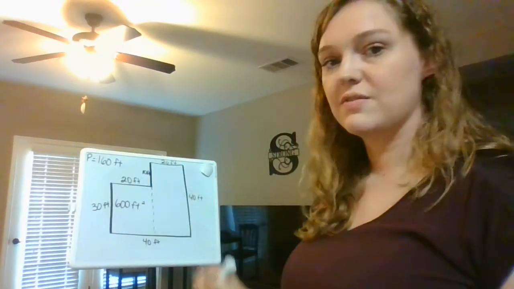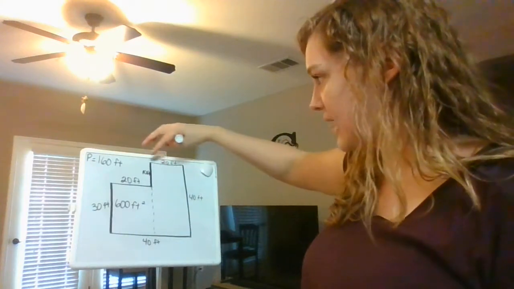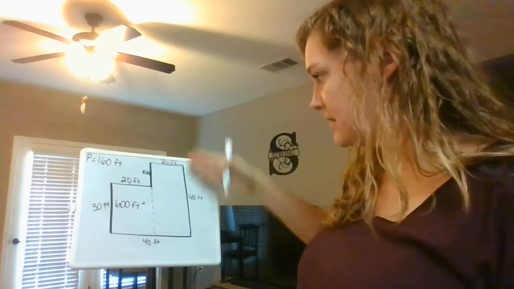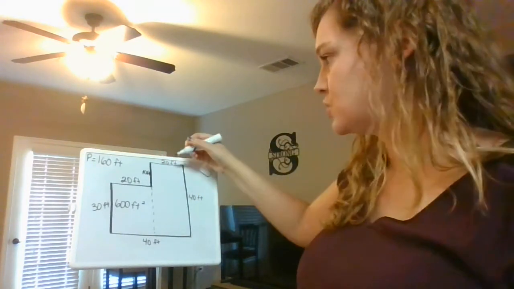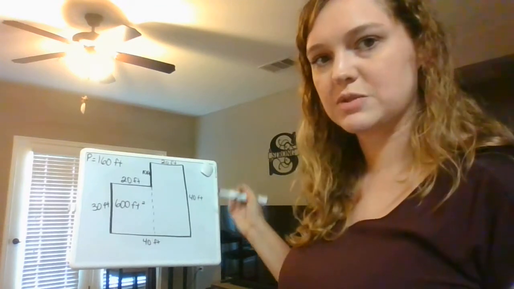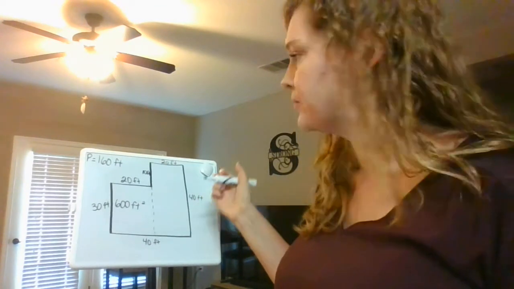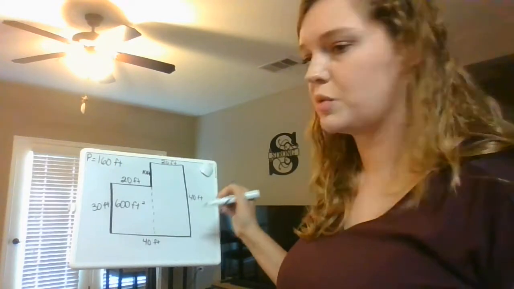Well, let's find the area of this rectangle over here. So this side we know is 20 feet, and this long side over here is 40 feet. So 20 times 40, we do it the same way, 2 times 4, which is 8. So 20 times 40 would be 800.